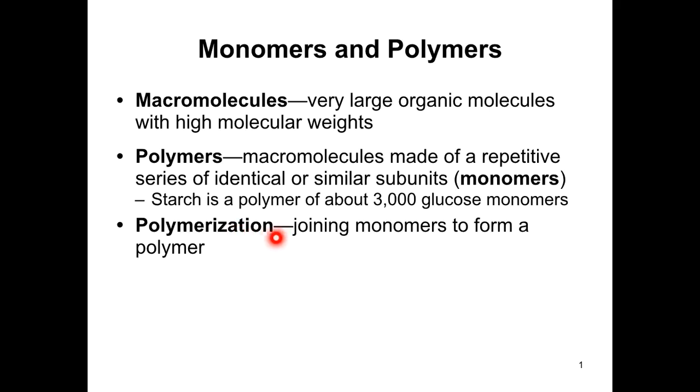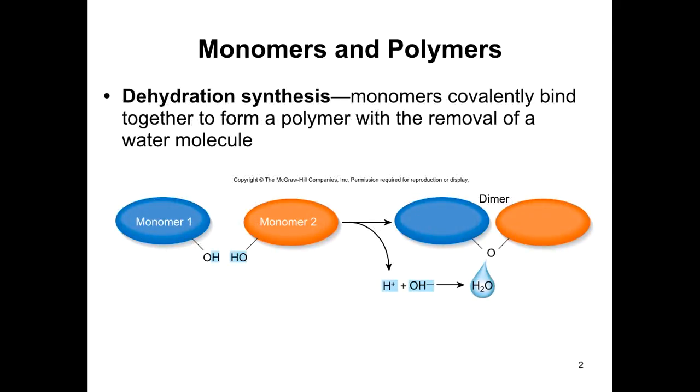Polymerization is the process of joining monomers to form polymers. And I'm going to give you an example of polymerization here. So, generally speaking, polymerization is driven by what is called dehydration synthesis. Dehydration means to remove water. And that's literally chemically what you're doing. When you polymerize things, you usually have two monomers.